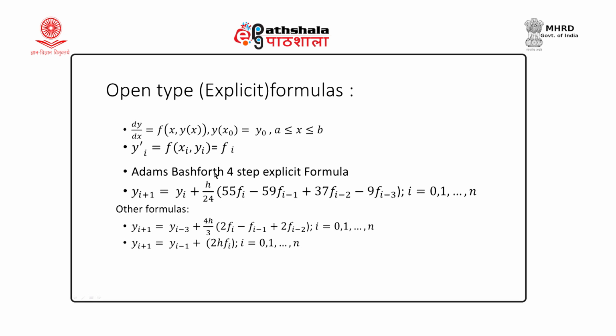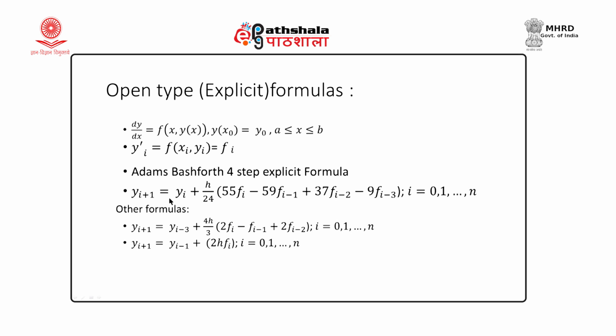So, the most popular Adams-Bashforth 4-step explicit formula is: yi plus 1 is given by yi plus h by 24 times 55 fi, that is 55 f at the point (xi, yi), minus 59 f(i minus 1), that is f at the point (xi minus 1, yi minus 1), plus 37 f at the point (xi minus 2, yi minus 2), minus 9 f at the point (xi minus 3, yi minus 3). So, this is the most common Adams-Bashforth formula. The error would be of the order of h raised to 5.